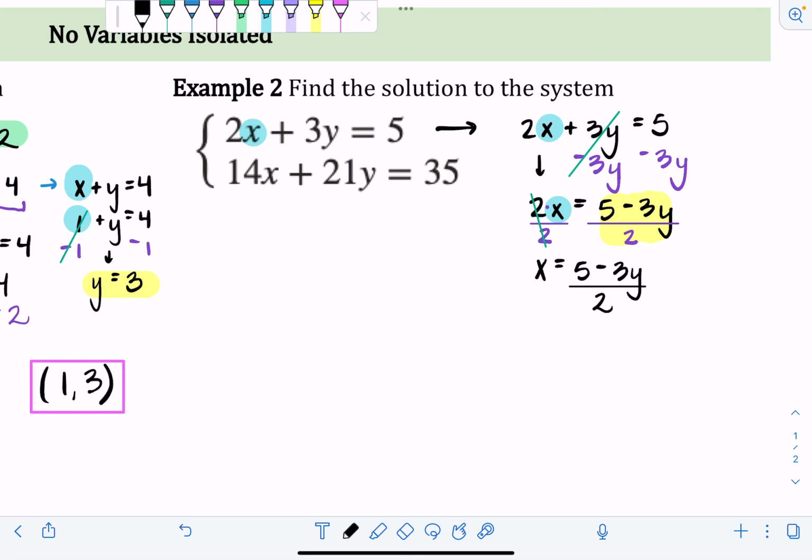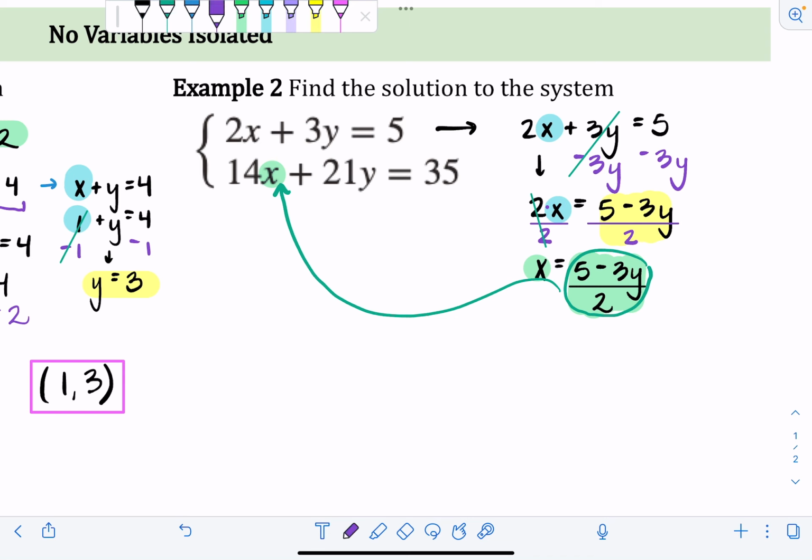Okay, so now I have x isolated. If I am saying this whole thing is equal to x, I can take that whole thing and put it into the second equation where x is. So that x is going to get swapped out for that whole thing.